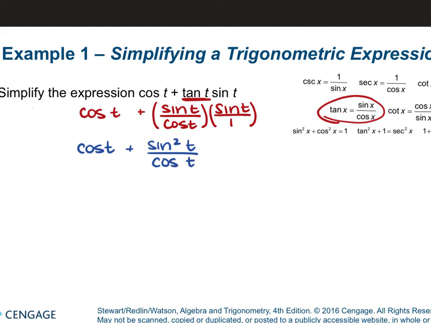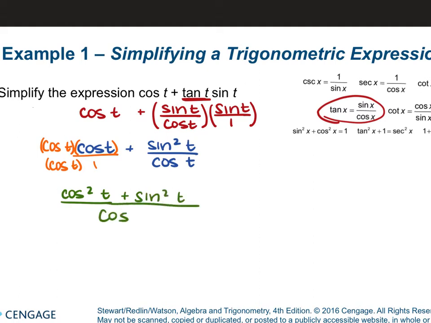Now, in order to add these two fractions, we can put that cosine t over 1 and then find our least common denominator. Our least common denominator is cosine t, so we would multiply the top and the bottom of this first fraction by cosine t. This leaves us with cosine squared t plus sine squared t all over cosine t.